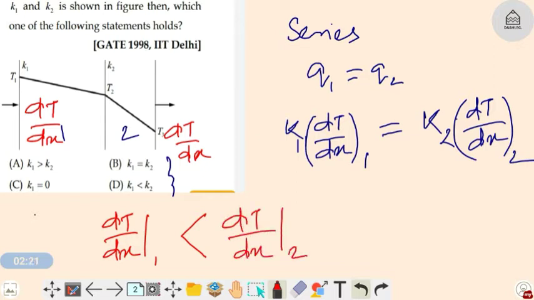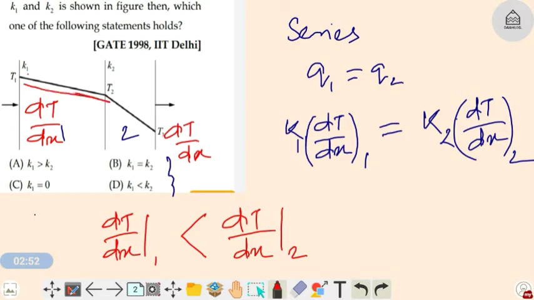Why am I saying this? Because dT/dx is the slope of T in the x direction. The slope of this line is less than the slope of this line. Yes or no? If the slope of this line is less than the slope of this line, then (dT/dx)1 will be less than (dT/dx)2.